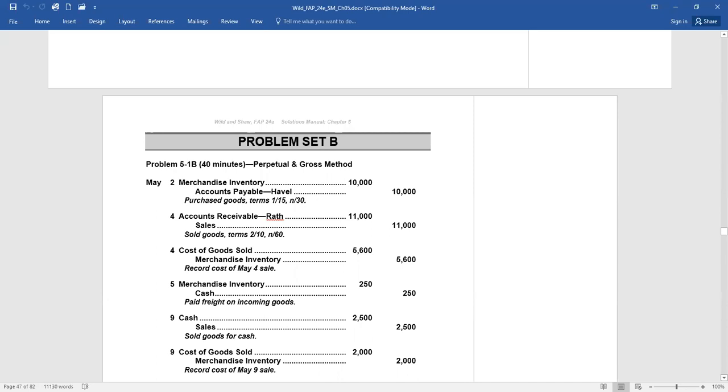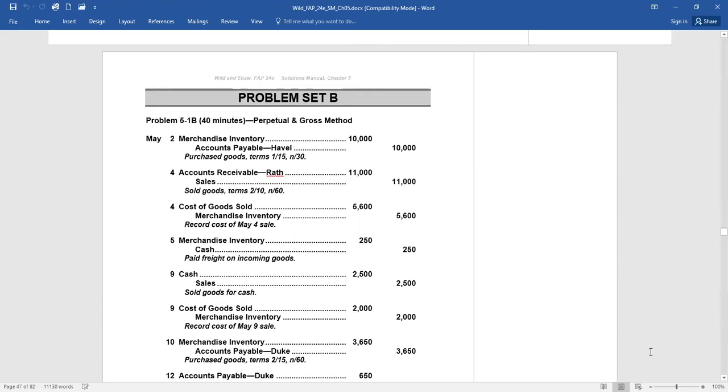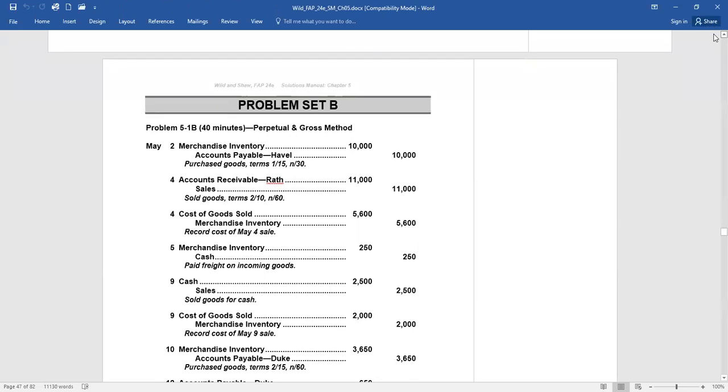On the 10th, IKEA purchased merchandise from Duke Company for $3,650 under credit terms 2/10, n/60, FOB destination. So that means Duke paid for the shipping costs. The seller owned the goods while they were being shipped, so they are responsible for the freight. So what does IKEA do? Debit merchandise inventory for the amount $3,650, credit accounts payable - Duke to show they owe the money to Duke.